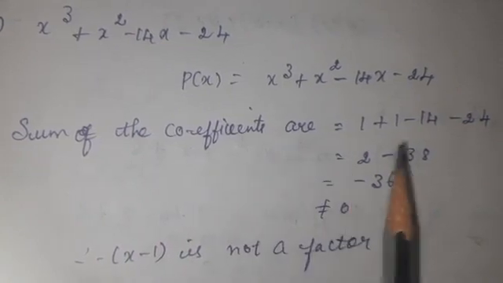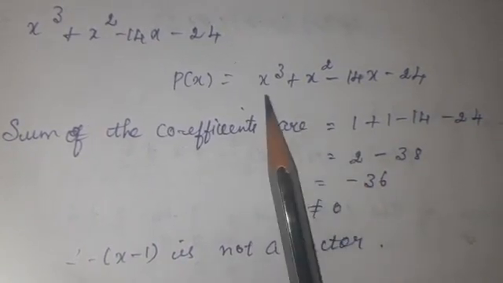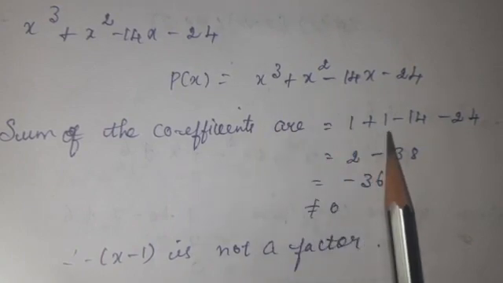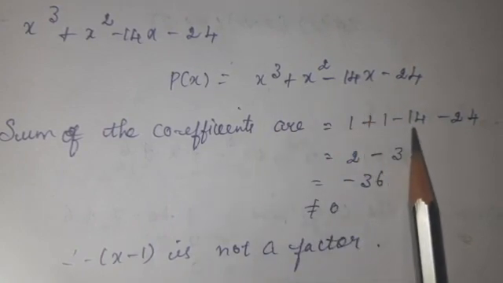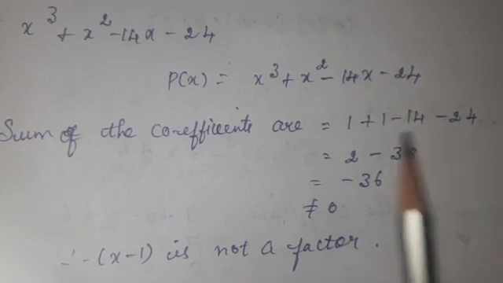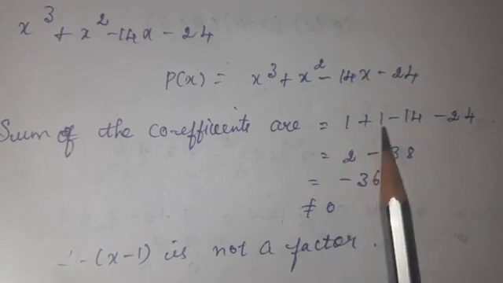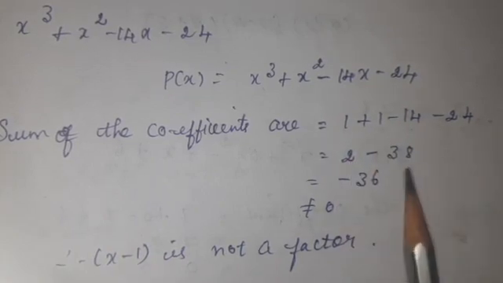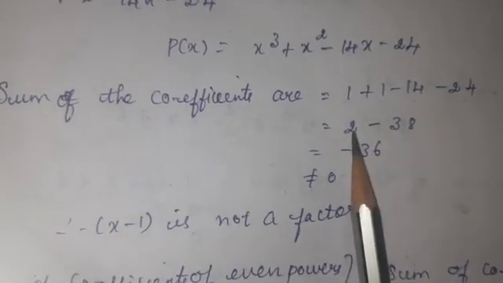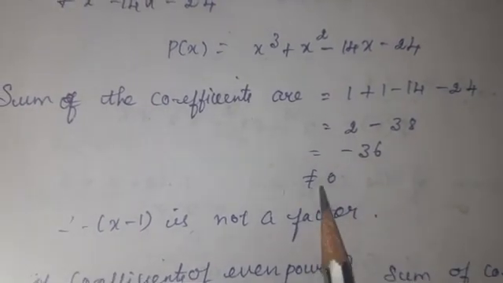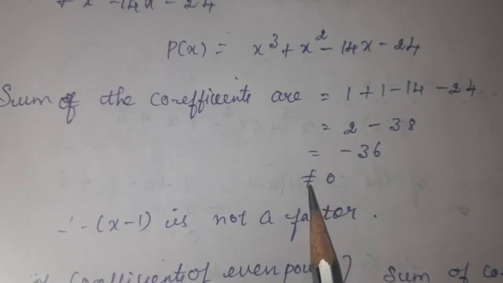That means we add the coefficients. See here, I am adding the coefficients. Here the x cube coefficient is 1, x square coefficient is 1, x coefficient is minus 14, and then the constant term. Adding the positive numbers, 1 plus 1 is 2, and minus 14 minus 24 is minus 38. When you subtract, you will get minus 36. The answer is not equal to 0.